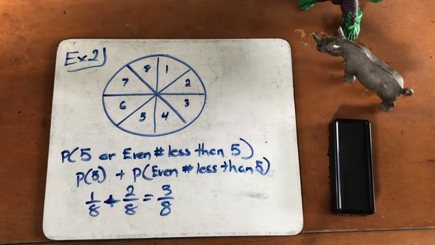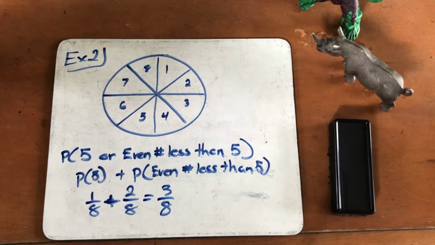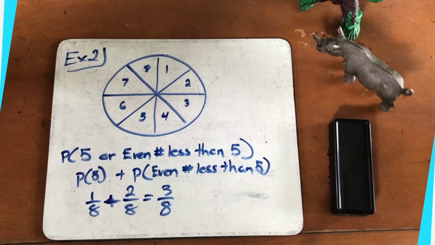So my probability is 3/8. I have a 3/8 probability of either spinning and landing on a 5 or an even number that is less than 5. I am 90% sure. I use 90% to let people know I kind of know what I'm talking about.